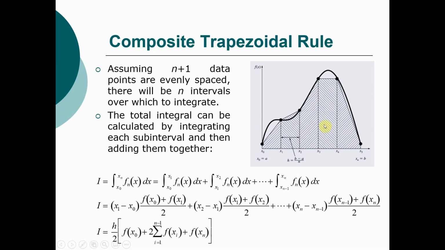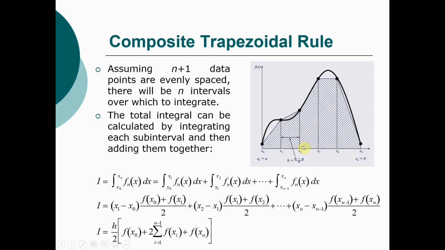So this is what I was talking about, the composite trapezoid rule. Basically, instead of just finding the area of one big trapezoid, we break the interval into smaller subintervals. And these subintervals are not necessarily the same size. Keep that in mind.